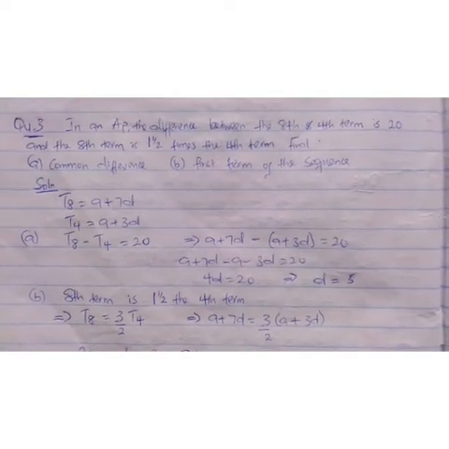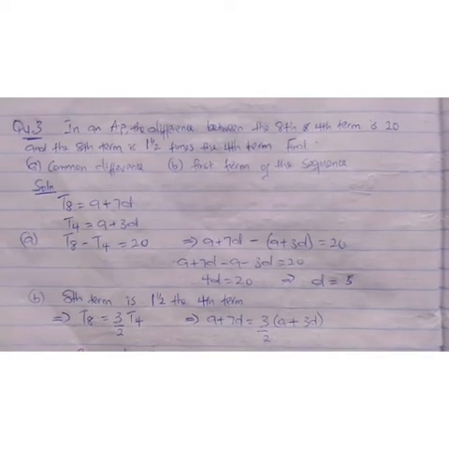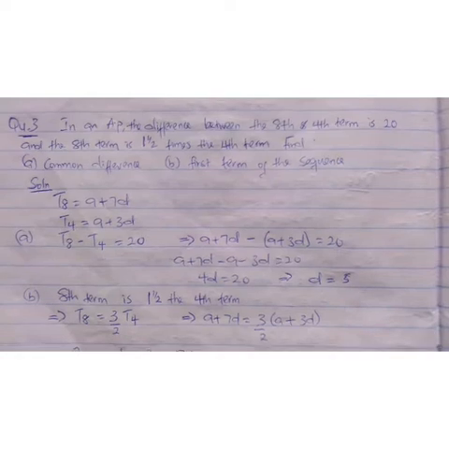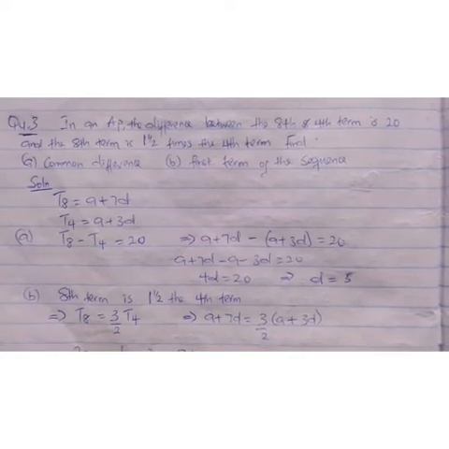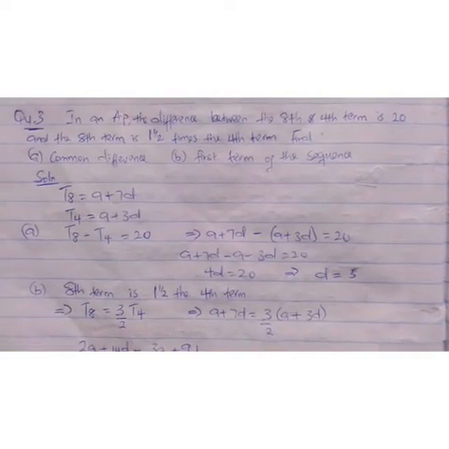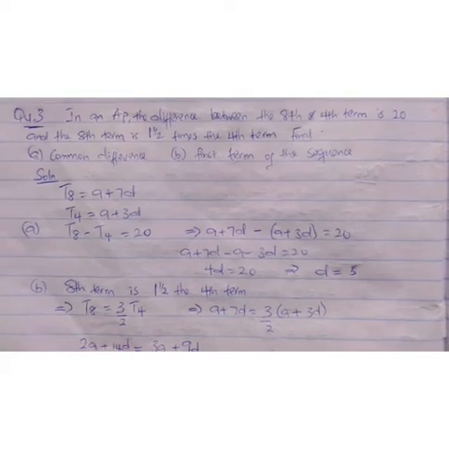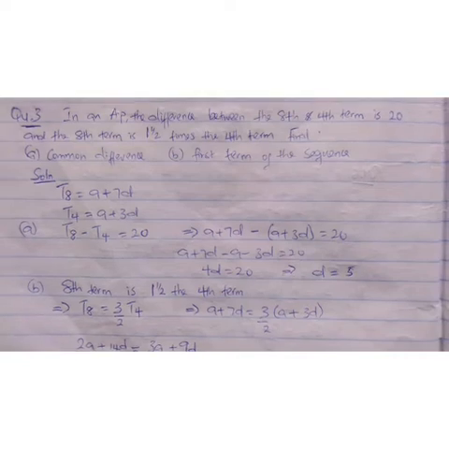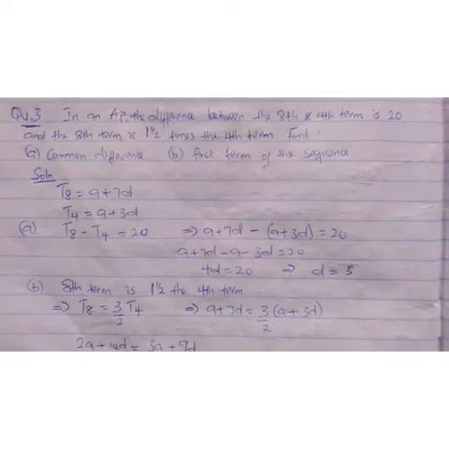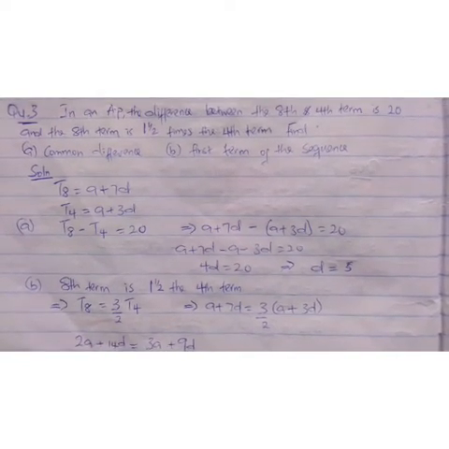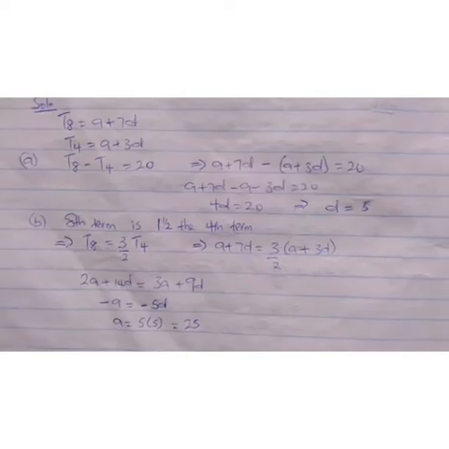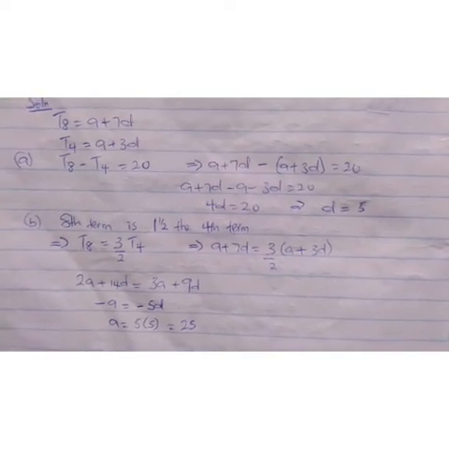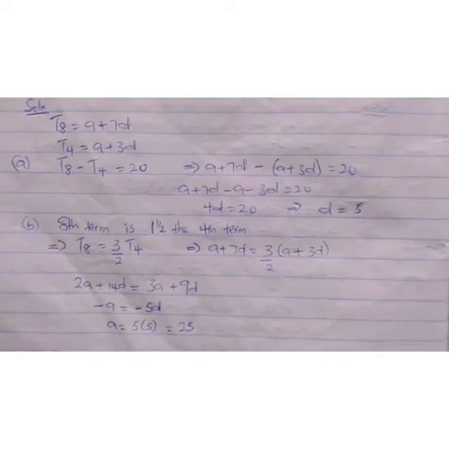Which implies that (a + 7d) - (a + 3d) gives us 20. After solving, our d is 5. Now for B, the 8th term is 1.5 times the 4th term, which implies that T8 = 3/2 T4, which now implies that a + 7d = 3/2 (a + 3d). After solving, we get our answer to be 25. Therefore, our d is 5, while our a is 25.